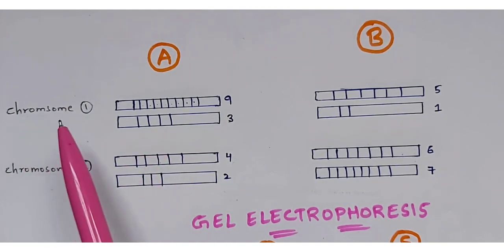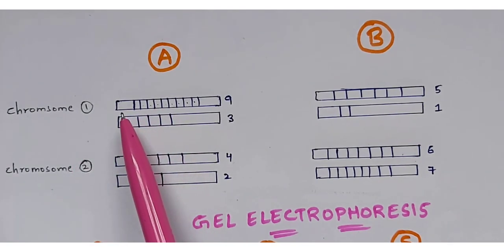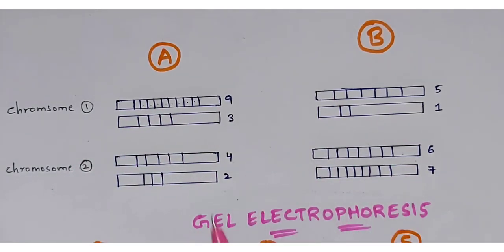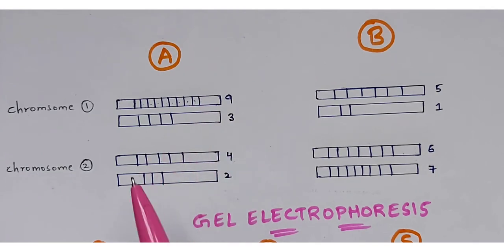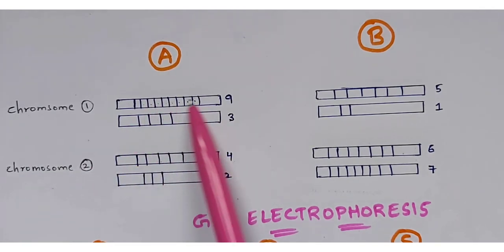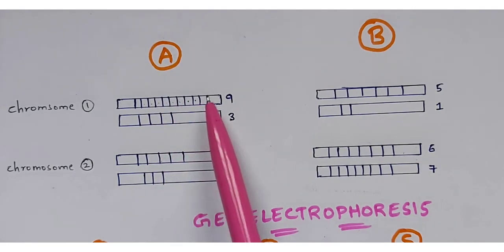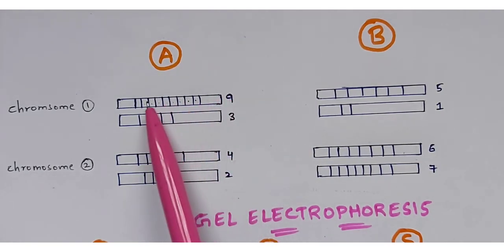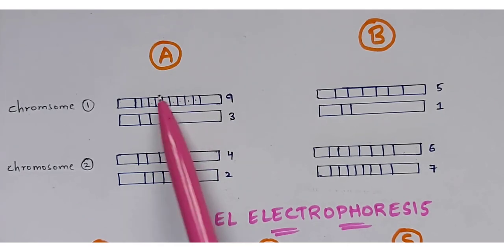Okay, coming to the first chromosome. I have said to you, let us consider this as a satellite DNA. The satellite DNA consists of repetitive sequences. Each box which I have drawn is a repetitive sequence. How many repetitive sequences are present over here? Count these boxes. 1, 2, 3, 4, 5, 6, 7, 8, 9. So totally there will be 9 repetitive sequences in one homologue of this chromosome.